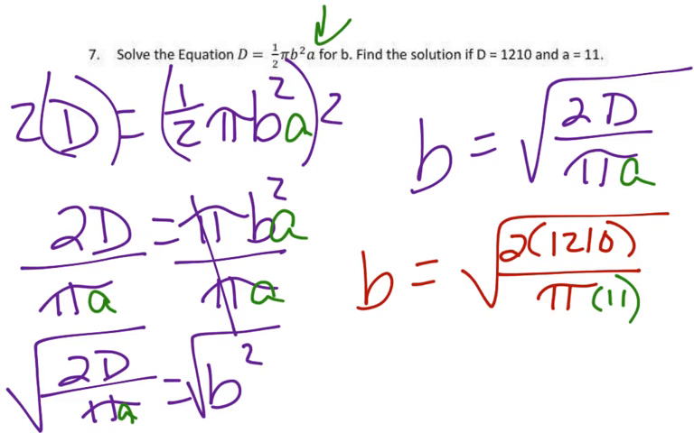So now you're just going to take your calculator and you're going to do second square root of, open a new set of parentheses, so you can do 2 times 1210, close the first set of parentheses, divided by, open a new set, pi times 11, close for the bottom, close for the whole thing, enter, and b is equal to 8.4. Sorry about messing up with the a. If y'all are confused about that, want me to rework it, come see me during speed and I will.